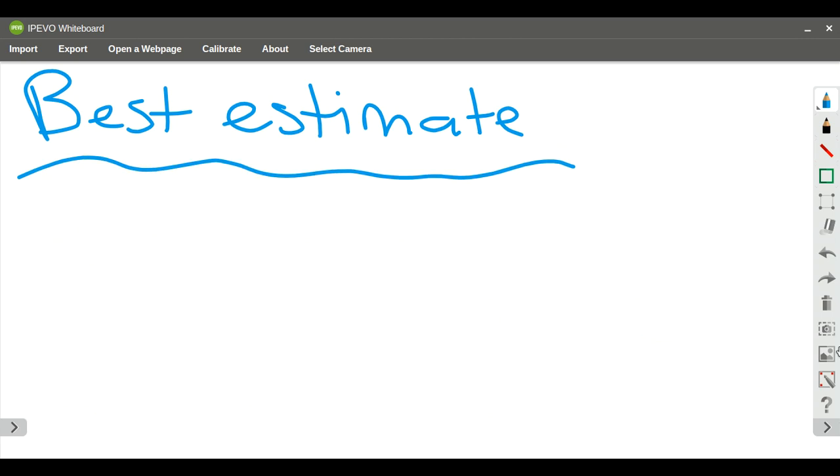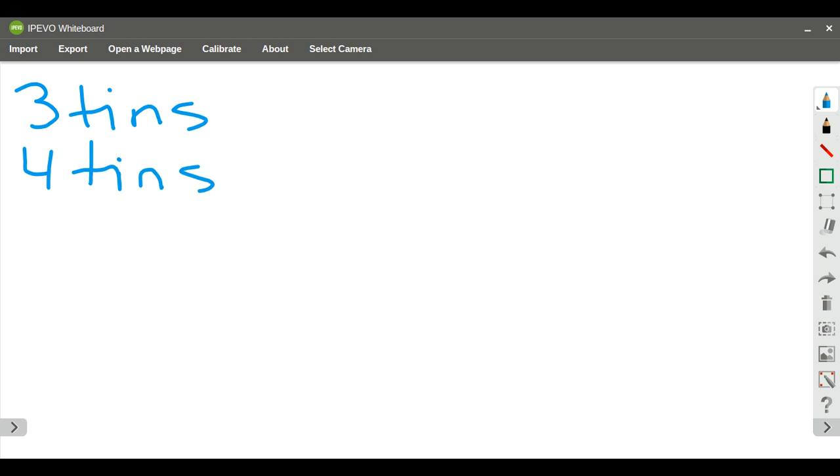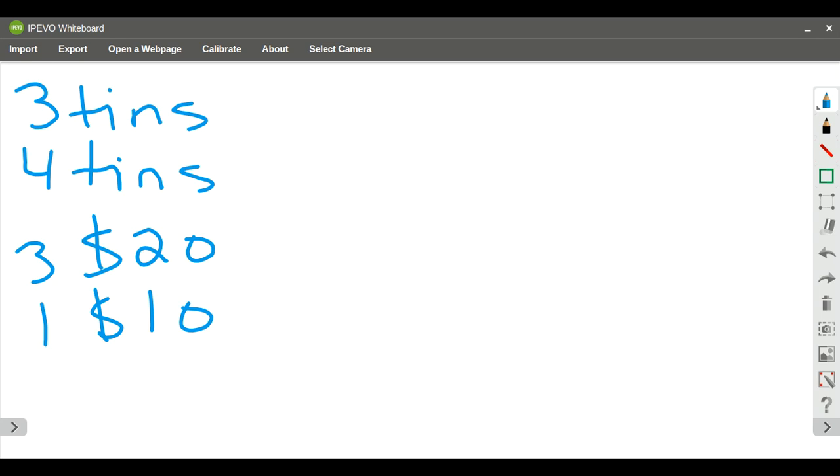Okay. Take a look at the Convince Me on the bottom of the page. It says Sam wants to buy 3 popcorn tins for his family. So I'm just going to write down 3 tins and 4 tins to give as a gift. Okay. He has 3 $20 bills. So I'm just writing down what I know, and 1 $10 bill. Estimate the total cost of the popcorn tins to find whether or not Sam has enough money to pay for them. So I need to estimate total cost.